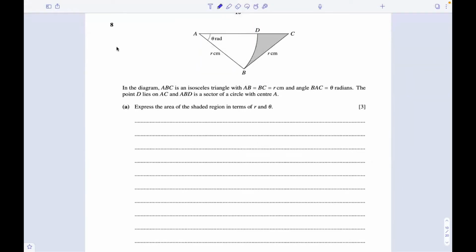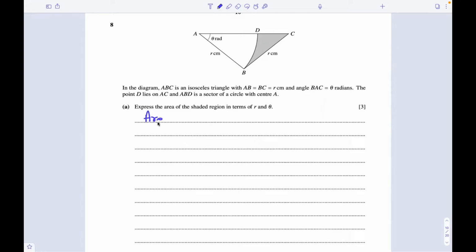In this question, we have a triangle ABC, which is an isosceles triangle, and we have a point D that lies on AC and ABD is a sector. So we know that this is a question about circular measure. We have to express the area of the shaded region in terms of r and theta. So to find the area of the shaded region, first we find the area of the triangle and subtract the area of the sector ABD.